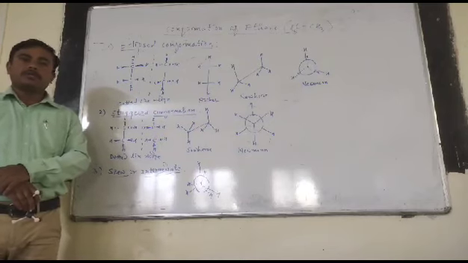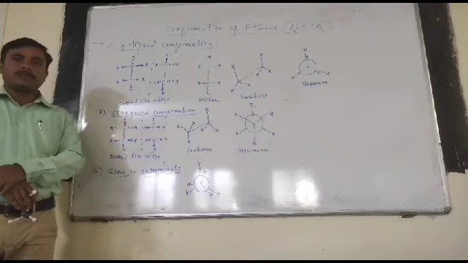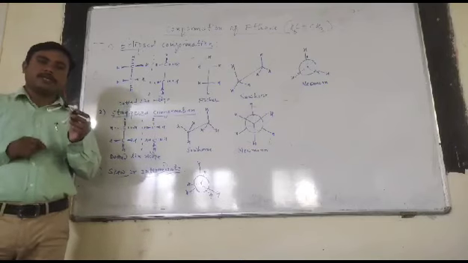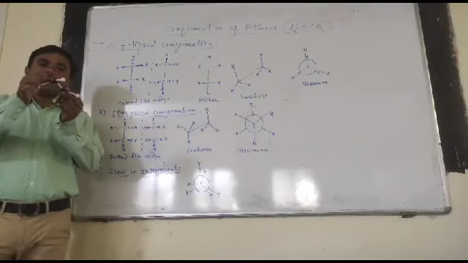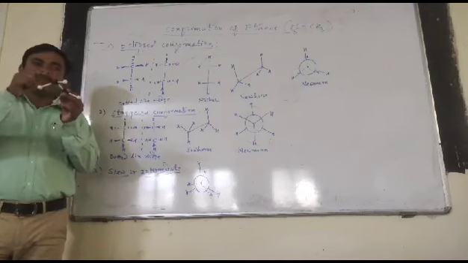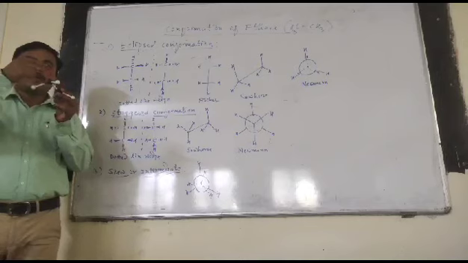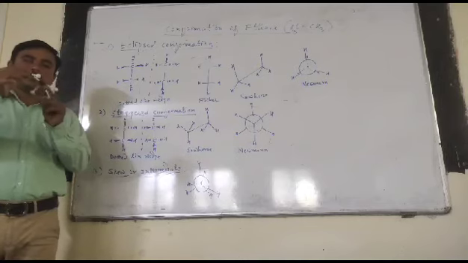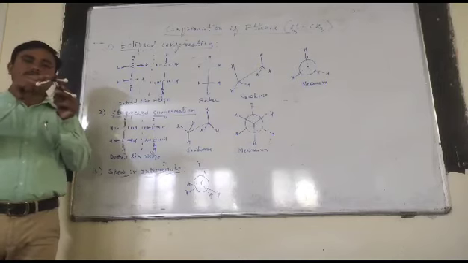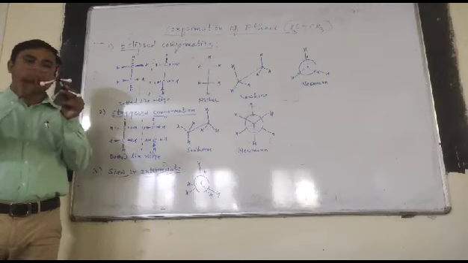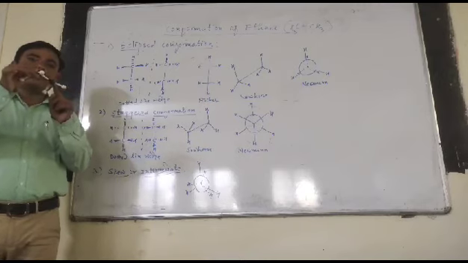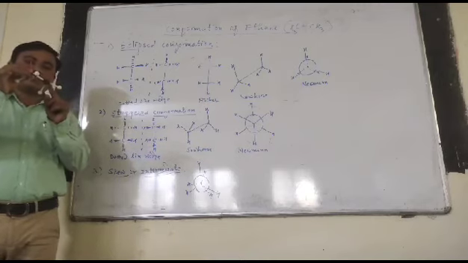Today I am going to discuss the conformation of ethane. This is the structure of ethane. The black ball represents the carbon atom, and the white ones represent the hydrogen atoms. Again, this one is the front carbon atom, and this one is the rear carbon atom.